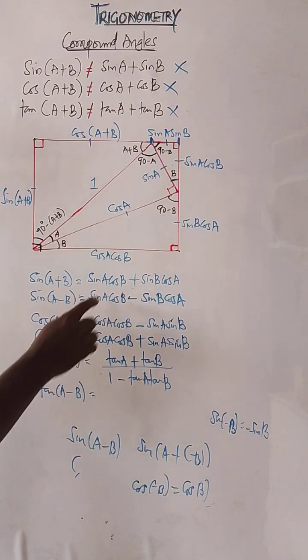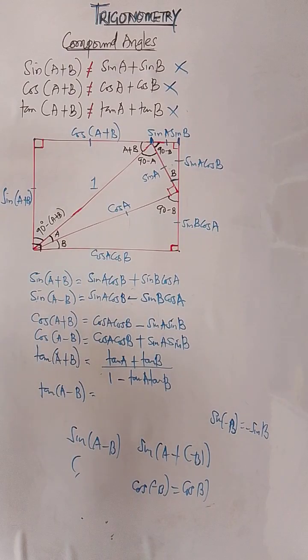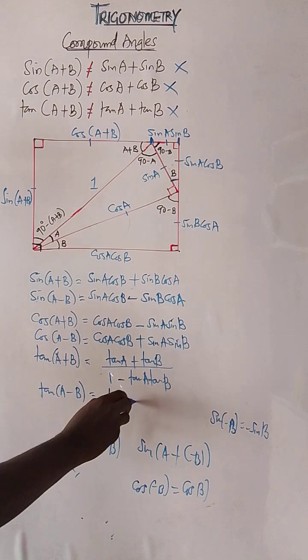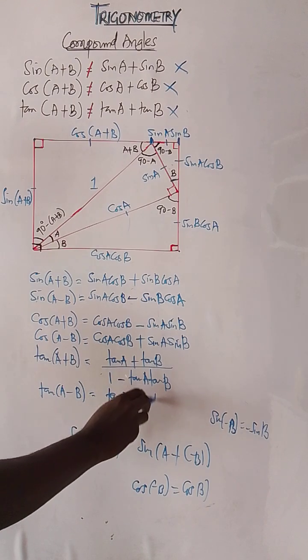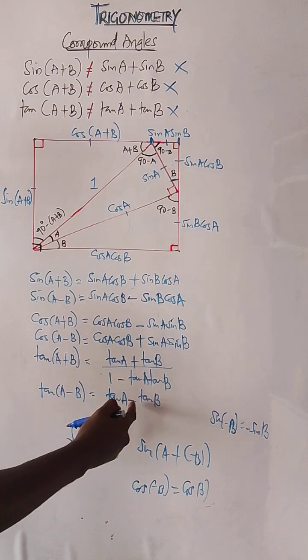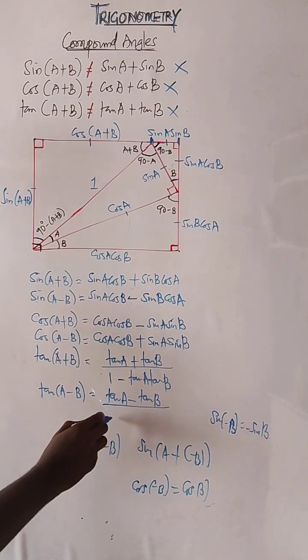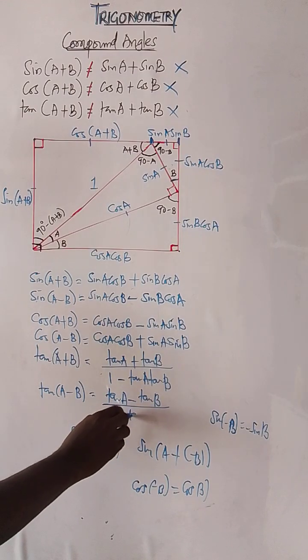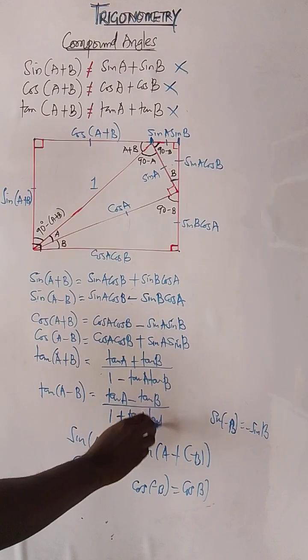What next for tan? Same way, only cos remains if you have a negative angle. For tan, b will also change. So if I replace this b with minus b, this turns to tan A minus tan b. Why? Tan negative b will be negative tan b. That be 1. Negative b here will come out and affect this, and it becomes plus tan A tan B.